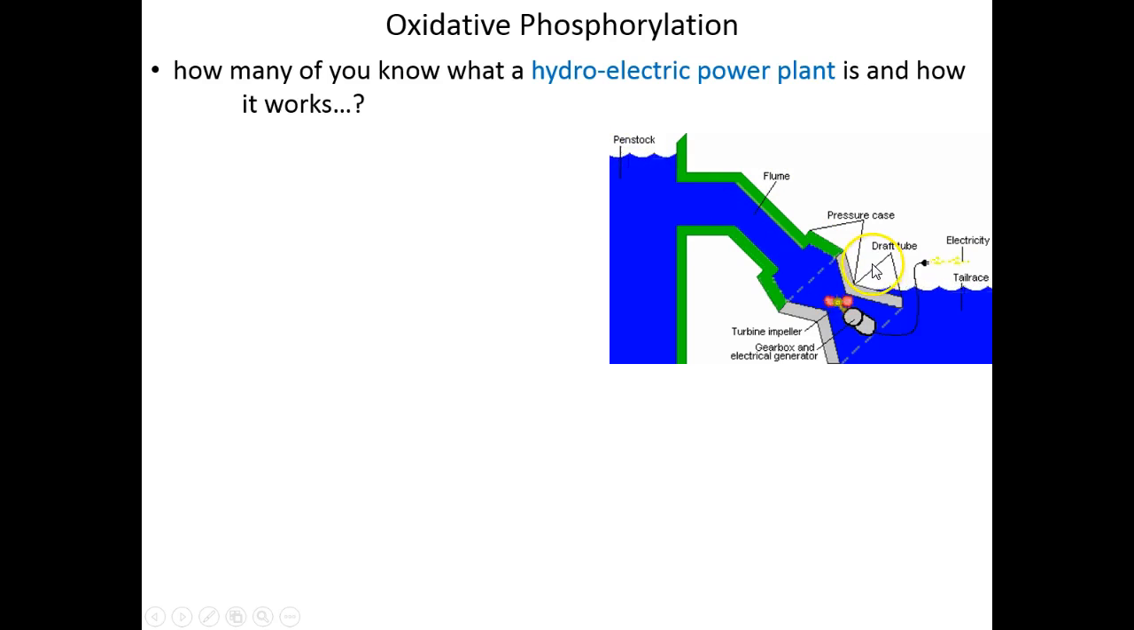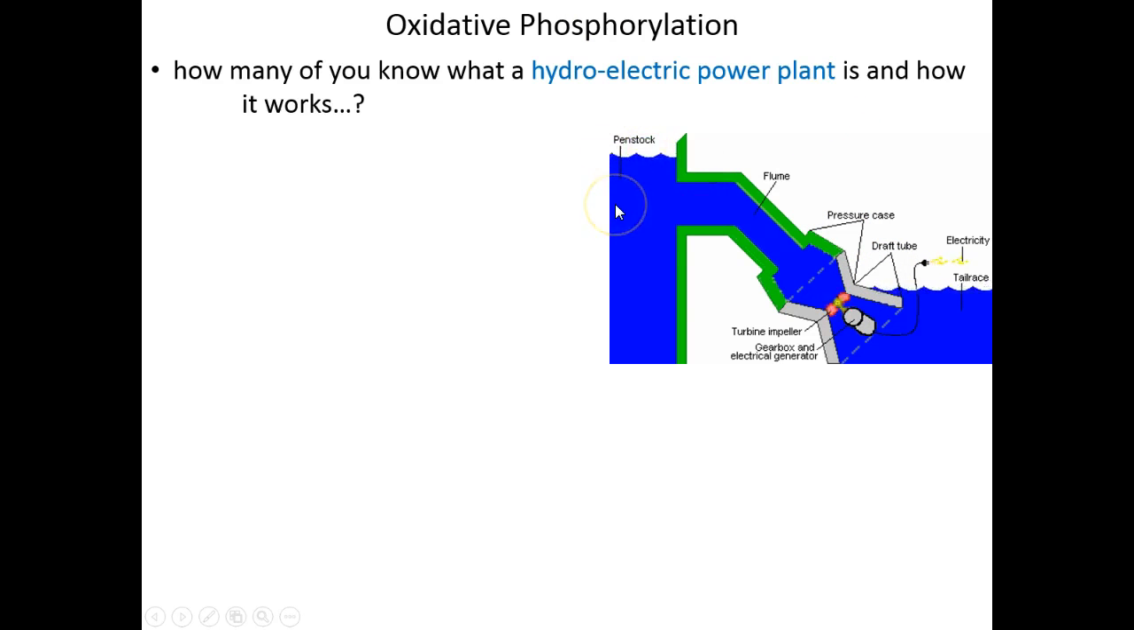The water flows through this flume, going from its high level to its low level, and as it goes through the flume, the water physically turns this turbine. And it's the turning of this turbine that generates electricity. Once the water makes it to the other side, it's no longer energetically active. We've released that kinetic energy, and no more electricity can be made.